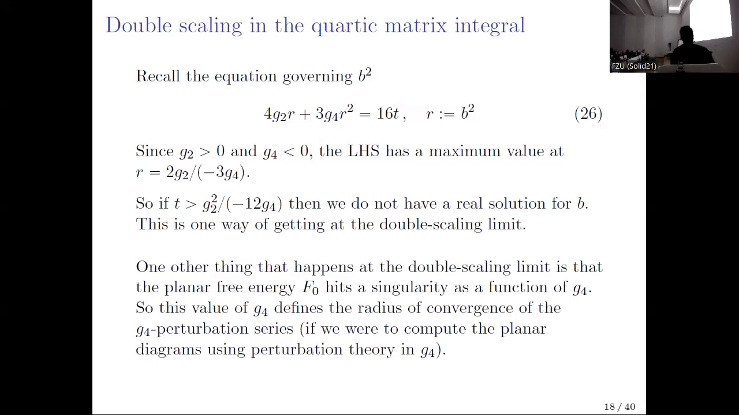Because this B is entering into the saddle point, which is entering into the planar free energy, the planar free energy as a function of, let's say, G4 hits a singularity as a function of G4. So we know that planar, if you pull out the N squared, the perturbation series is a convergent expansion. So you can sum that, and the first singularity closest to the origin in G4 is precisely at this value of G4. G4 is like negative G2 squared over 12T. So it defines the radius of convergence of the G4 perturbation series. So you take large N, you do a G4 perturbation expansion, this is the radius of convergence, if you were to do the planar diagrams using perturbation theory in G4.